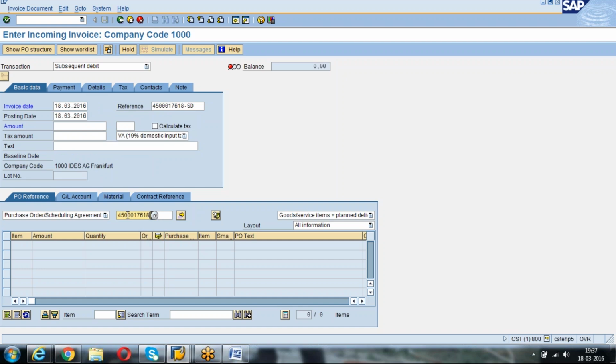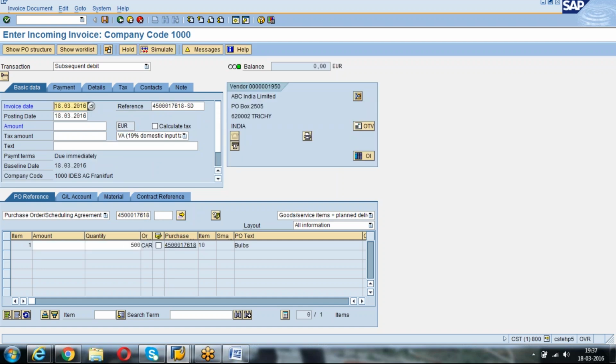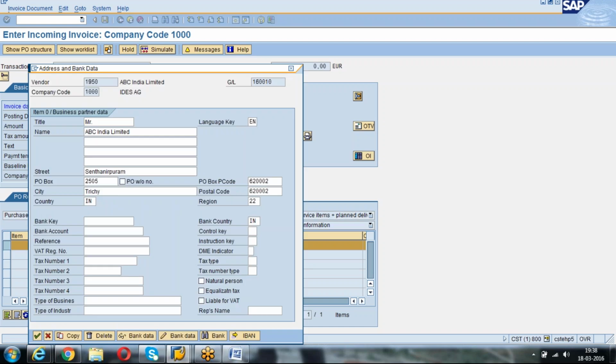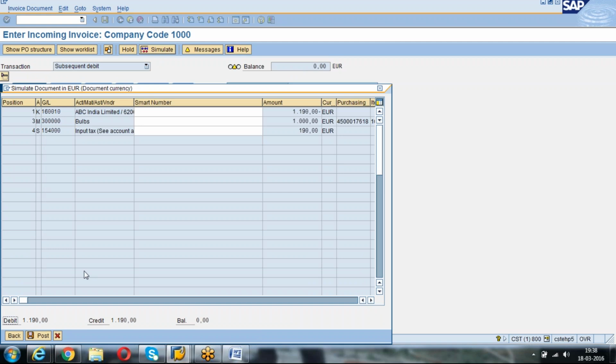Give the PO against which you want to create. See, the 500 has come for that PO. For that 500 quantity only, you want to pay some additional amount. How much do you want to pay? 1000. Do you want to pay taxes? The tax code also we can give. 190. This is the additional amount which you are going to pay to your vendor, if you have already done the invoice. Simulate it. As you have given the PO number, everything will be tracked.